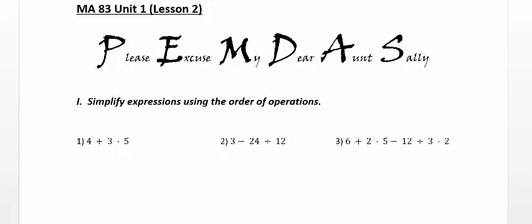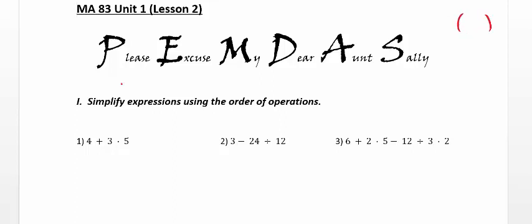Math 83, Unit 1, Lesson 2. We're going to simplify expressions using the order of operations. To follow the order of operations, you always have to do your parentheses first.